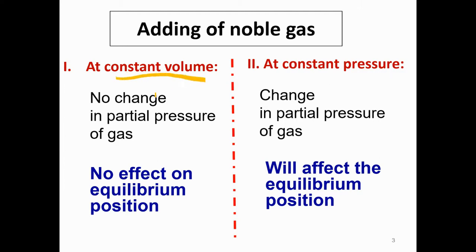For constant volume, there will be no change in partial pressure of gas. Thus, there is no effect on equilibrium position for constant volume if we add noble gas. However, at constant pressure, there will be a change in partial pressure of gas. Thus, if we add noble gas, it will affect the equilibrium position.